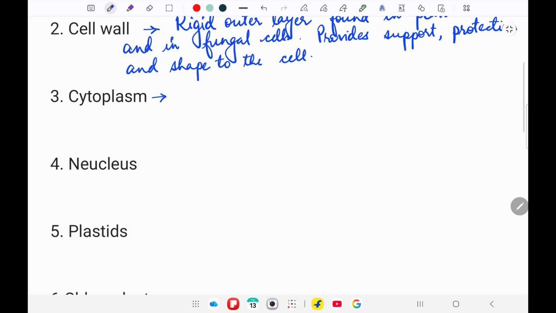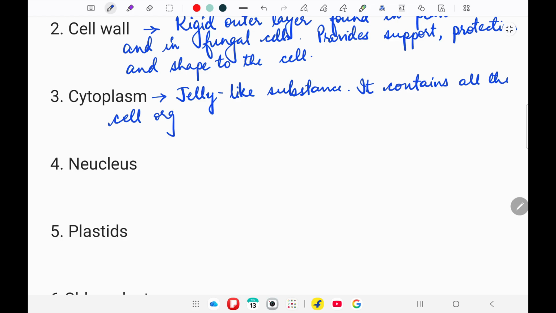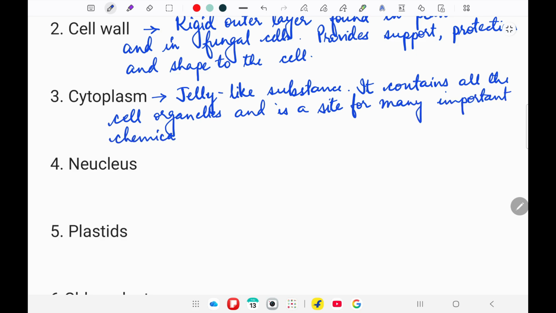The next is the cytoplasm. Cytoplasm is a jelly-like substance. It is found in all the cells inside the cell membrane. It contains cell organelles and is a site for important chemical reactions.